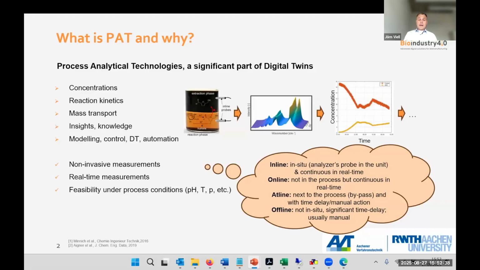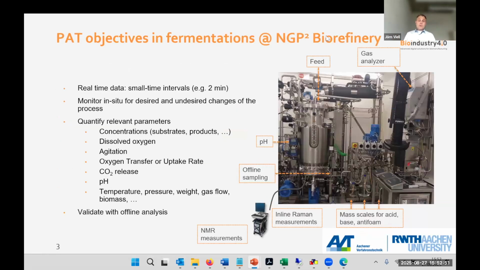Significant time delay, maybe up to weeks until you have your measurement. So when we talk about process analytical technologies, our goal, of course, is always to have it inline. Not always possible, but from reality, here's our setup in the NGP Square biorefinery, where we have the usual controls and data sources like pH, temperature and pressure, etc. We have weights for our balances in order to collect the weight of the mass of acid, base, antifoam, etc. We have a gas analyzer.